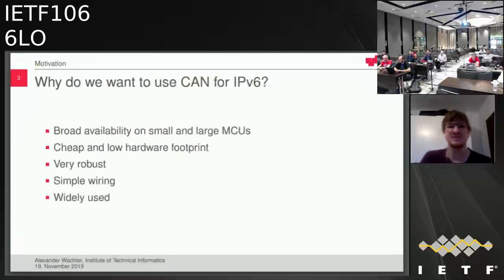But why do we want the CAN bus for IP version 6? The CAN bus has broad availability on small scale MCUs, for example 8-bit MCUs, and also large scale, like ARM application processors. It is very cheap, actually. It has a very small hardware footprint. There are just small components you need in addition to the controller. It's a very robust bus. It has simple wiring, and it's actually widely used, even though we don't see it today.